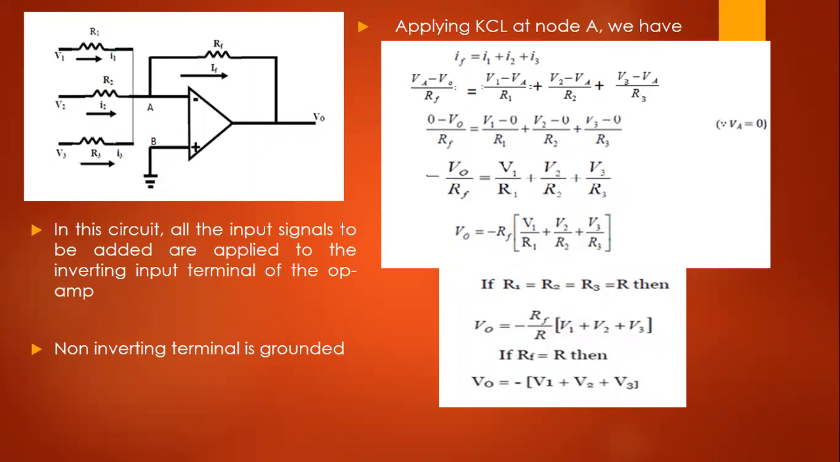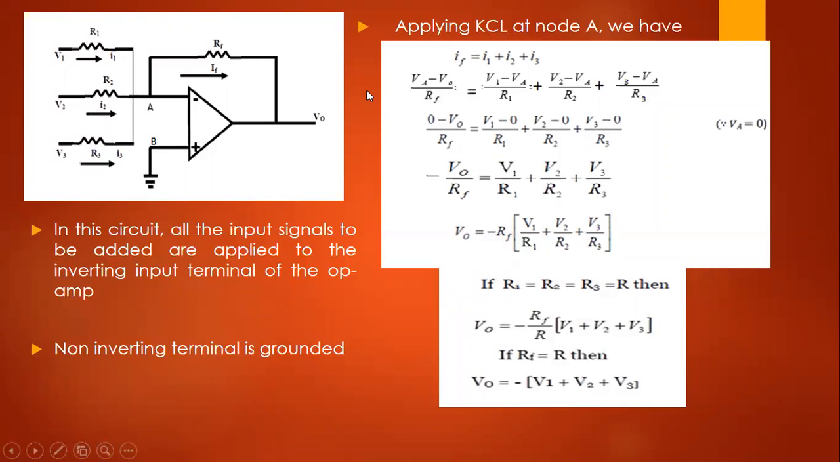So here is the summing amplifier circuit using an op-amp. In this circuit, input signals are applied to the inverting input terminal and the non-inverting terminal is grounded. There are three inputs, V1, V2 and V3. These three input signals are applied to the inverting terminal of an op-amp.